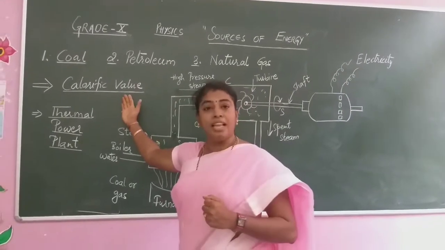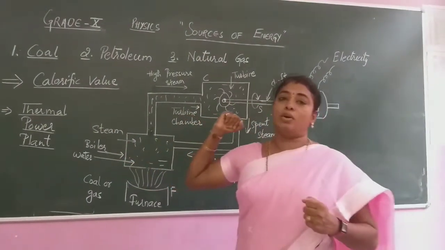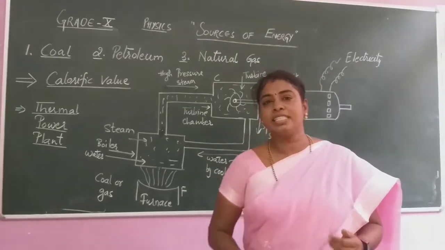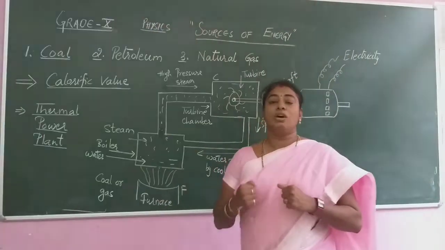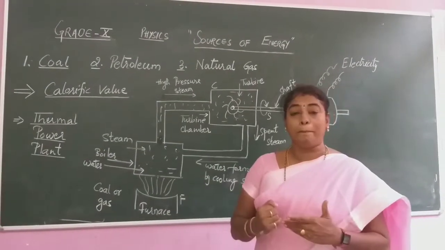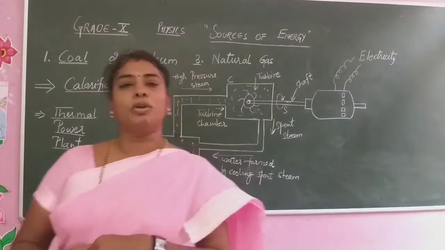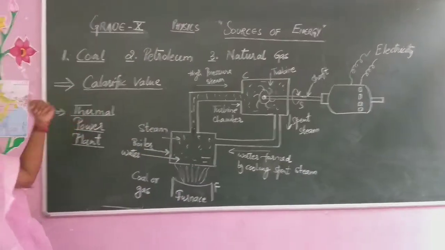That particular value is called the calorific value. The highest calorific value is for hydrogen, and it is 150 kilojoule per gram. So that is known as calorific value.